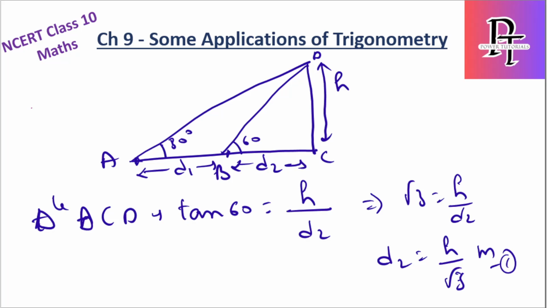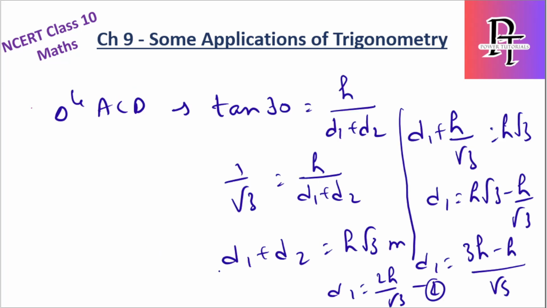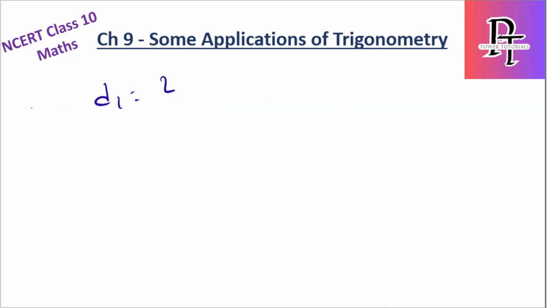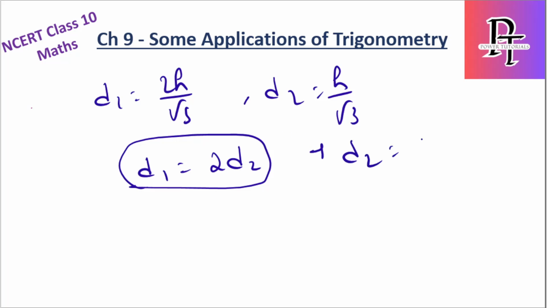So let's write both together. d1 I got as 2h by root 3, whereas d2 is h by root 3. So what I can conclude is d1 is twice of d2. Or else, simply I can say d2 is half of d1.